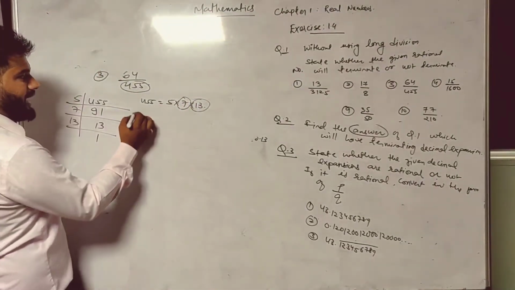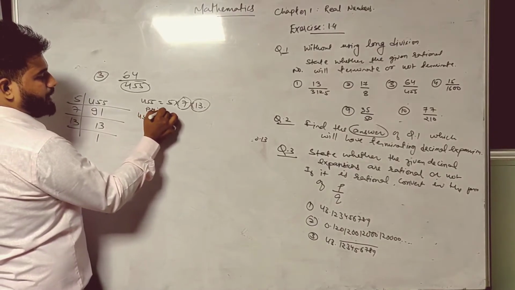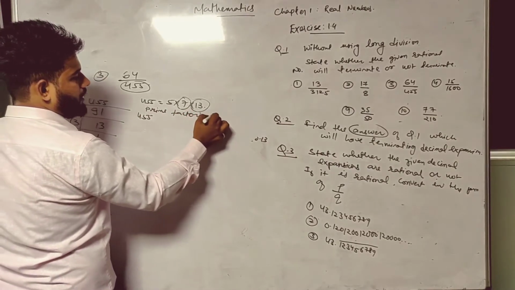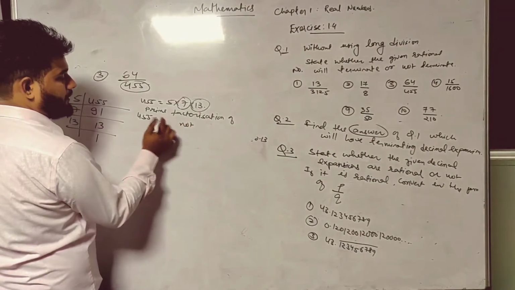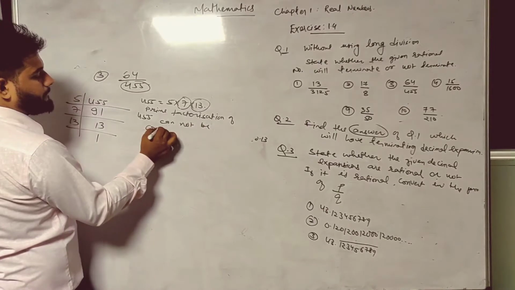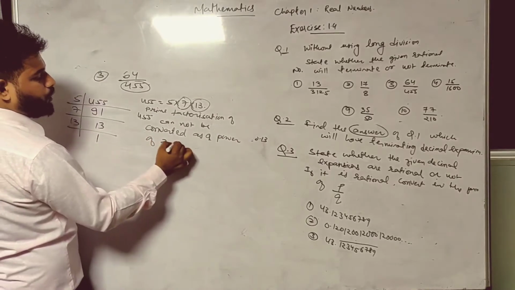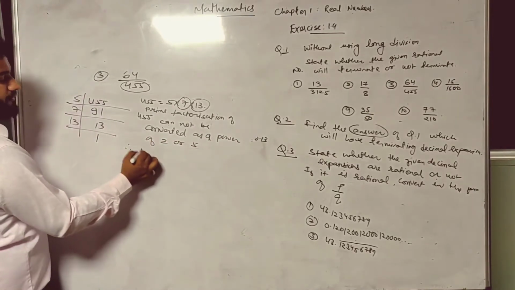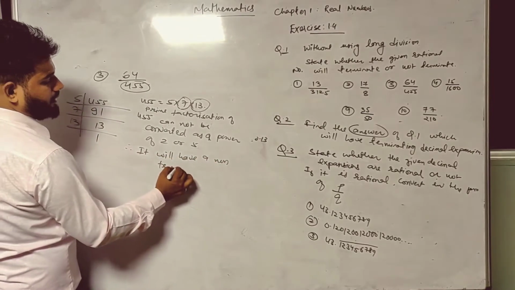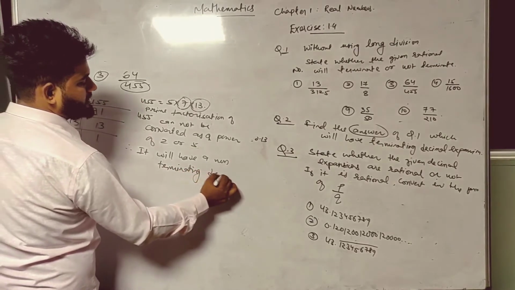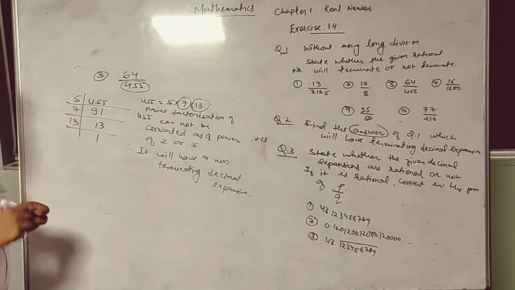So here you will write that the prime factorization of 455 cannot be converted as a power of 2 or 5. Therefore it will have a non-terminating decimal expansion. It will have a non-terminating decimal expansion.